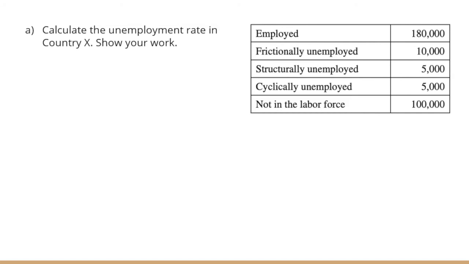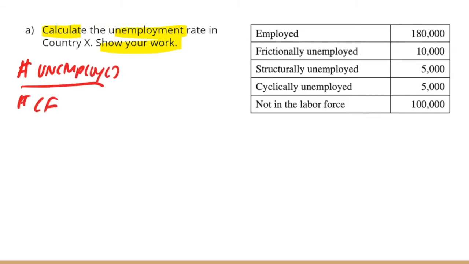All right, so let's look at part A. Part A says, calculate the unemployment rate in country X. Show your work. So remember, whenever it says to calculate, you have to show your work here. So here, remember, our unemployment rate is just the number of unemployed divided by the number in the labor force. Or I'm just going to put LF for labor force here.